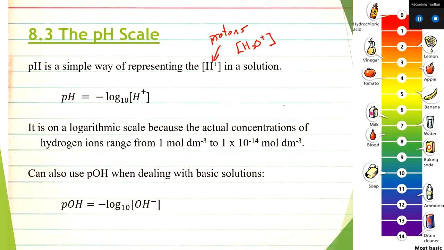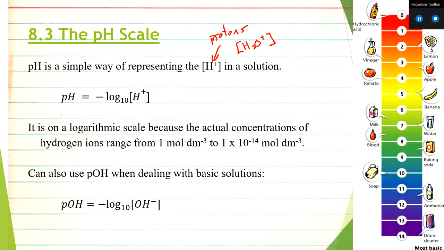We can also use pOH. So it's the same thing except when dealing with a basic solution. So instead of looking at the hydrogen ion concentration, we look at the hydroxide ion concentration in solution. But it's the same calculation, but it will give us the opposite scale. So a strongly basic solution will have a high pH, but a very low pOH. We'll see that on the next slide.